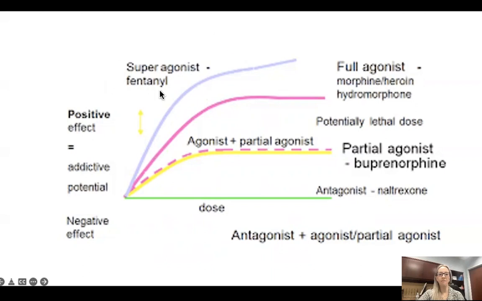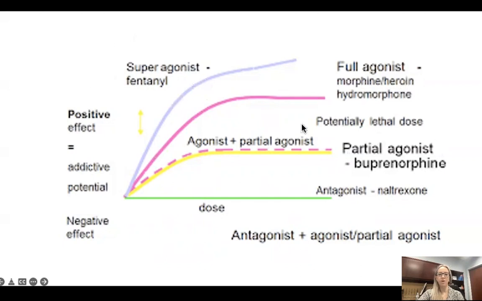And that's why fentanyl will actually take significantly larger doses of Narcan to push it out of those receptor spaces and be displaced. So that's why fentanyl overdoses take a lot more Narcan than, say, over here, your full agonists, your morphine, your heroin, the things that we're commonly going to encounter.